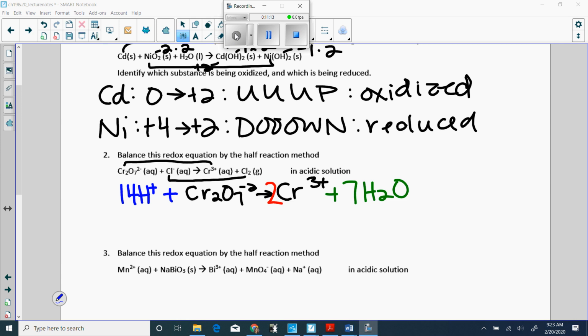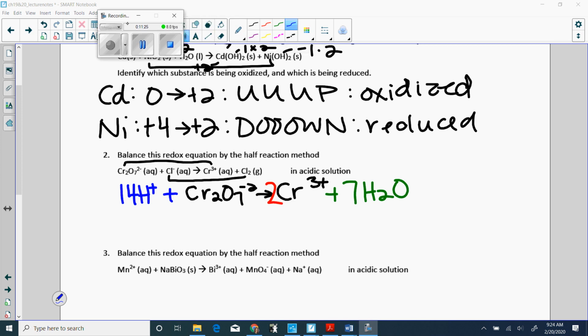I have 14 plus 1s, and I have 1, 2 minus. So 14 plus 1 times negative 2 is, this is where we're using purple, going to be a plus 12. Do you see? 14 times 1 is 14, plus 1 times negative 2 is 12 altogether, a positive 12. Now on this side, I have 2 times 3 plus, that's plus 6, plus 7 neutrals. Doesn't matter. So over here I have a plus 6.